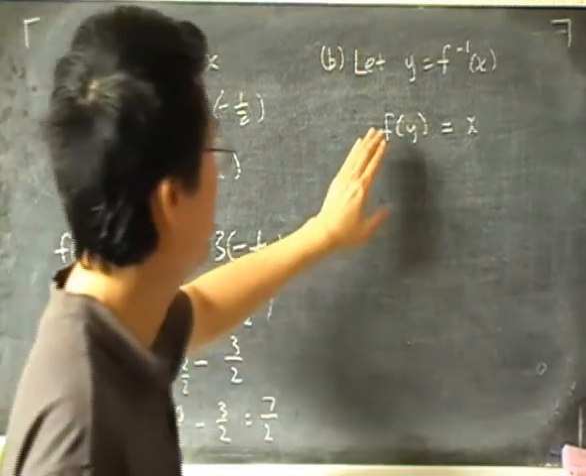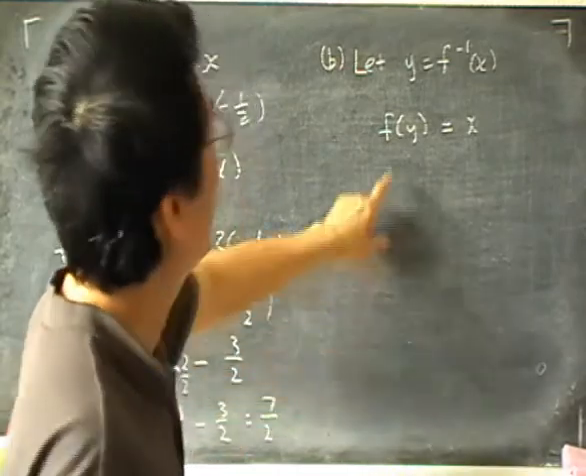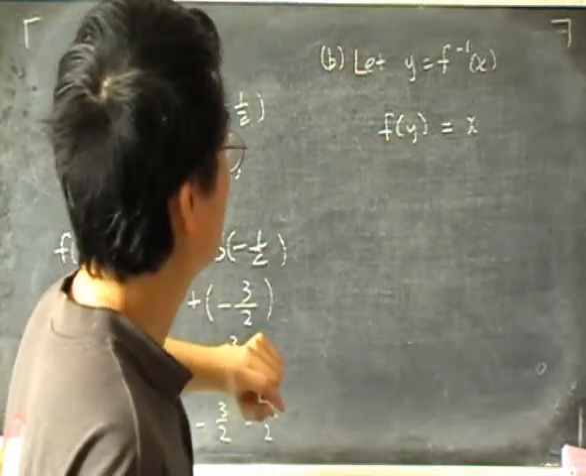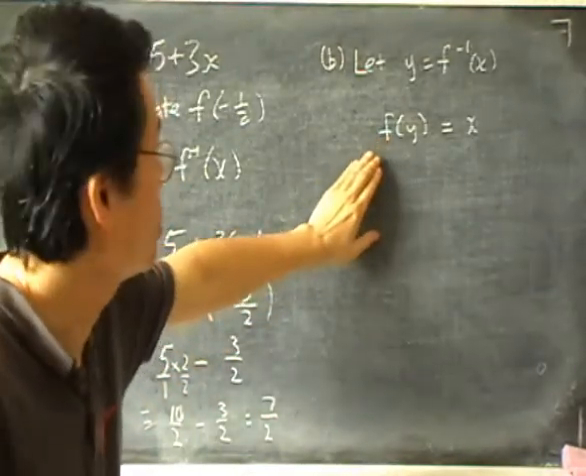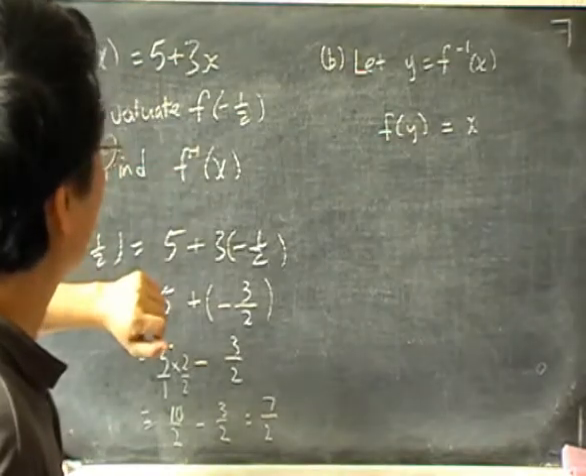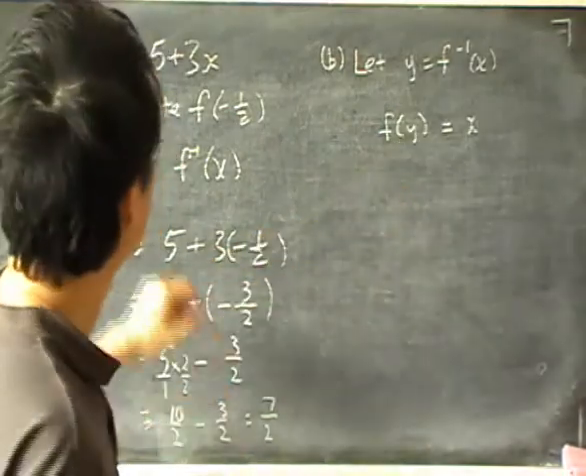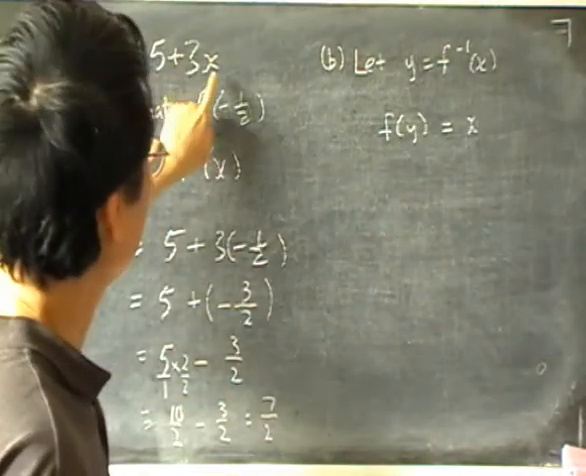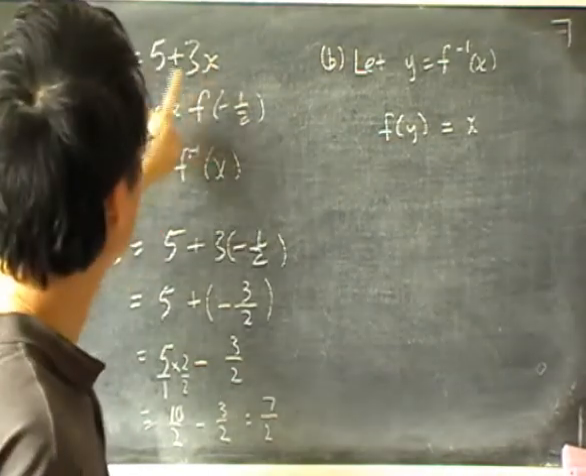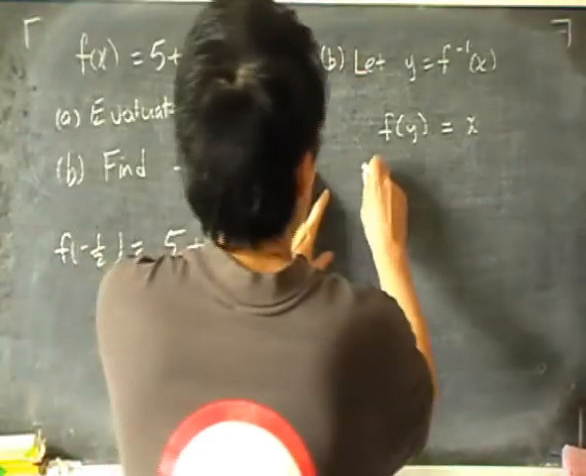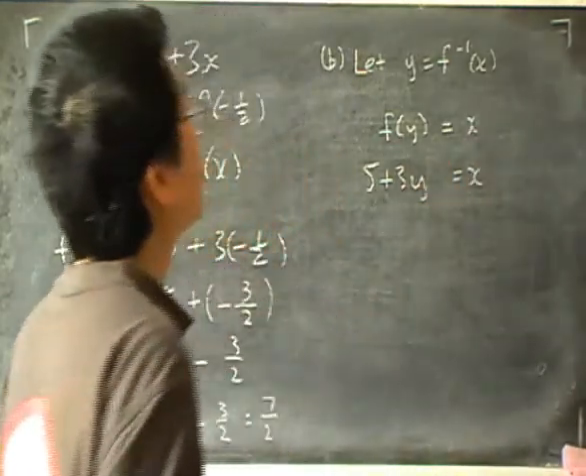Right, now that we are here, let us carry on. F of y, we can write an expression for this using f of x simply by replacing the x by the y. So since f of x is 5 plus 3x, f of y we can get by changing the x to y. So 5 plus 3y is what this is. And we have that.